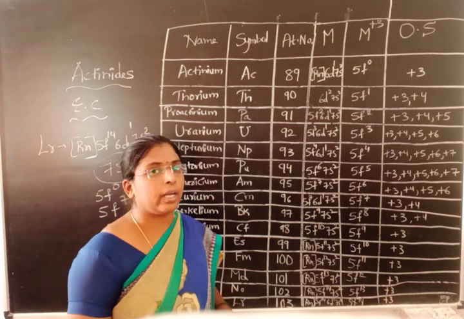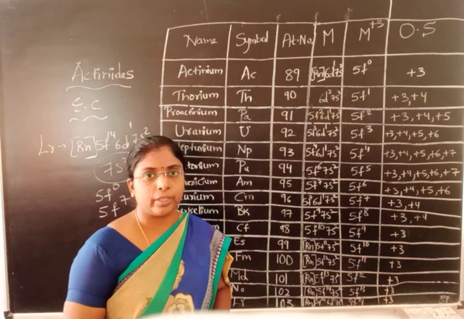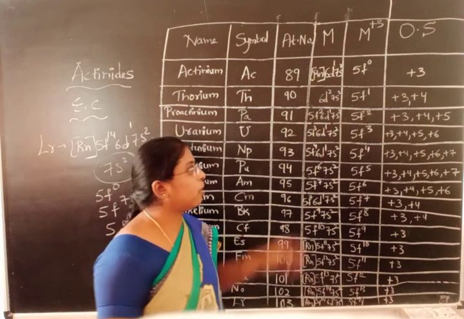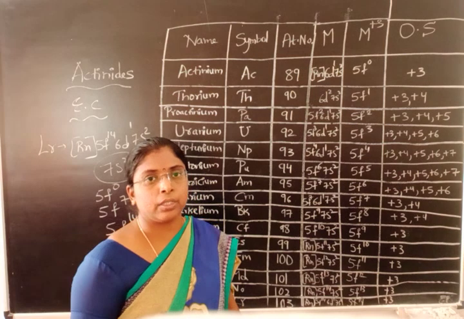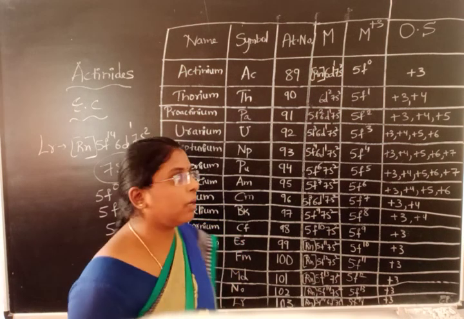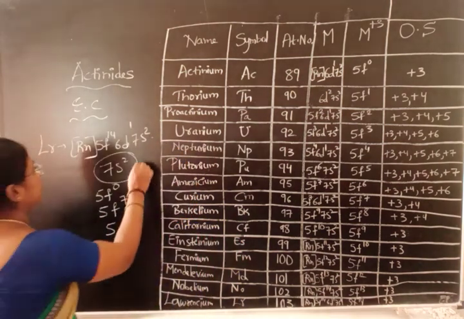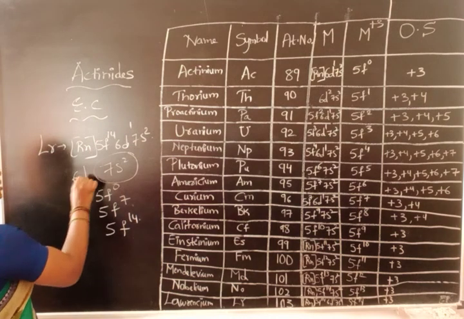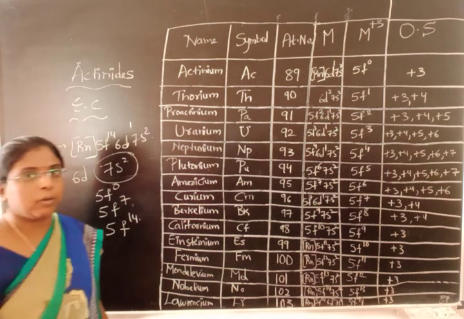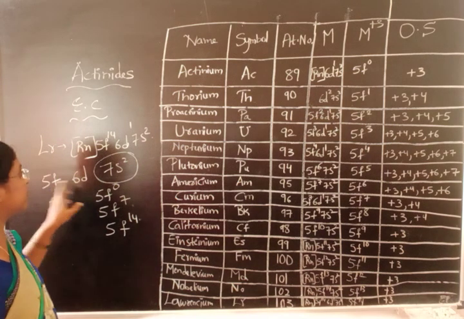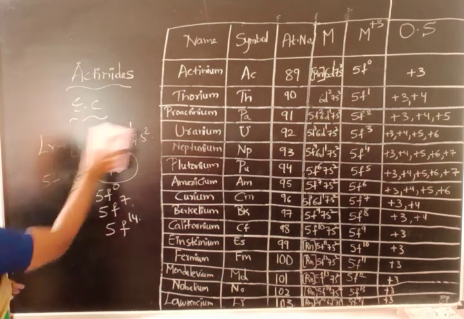Hence, there is an irregularity in the electronic configuration observed. But the common configuration is 7s2, and the variable occupancy is in the case of 6d as well as 5f. Variable occupancy is observed in the case of the 6d as well as 5f subshell.